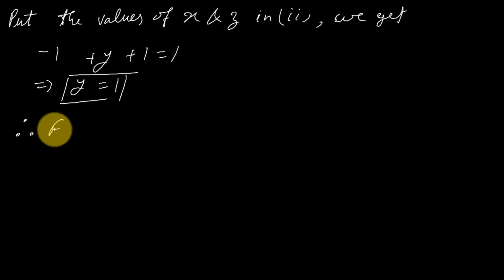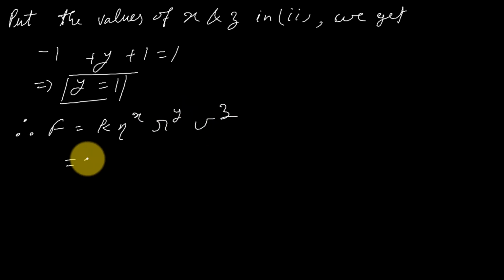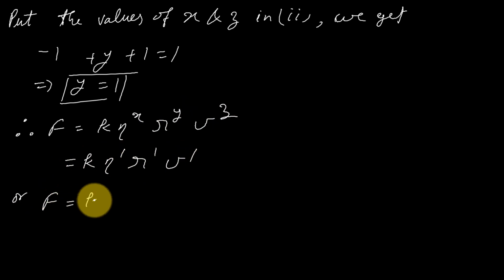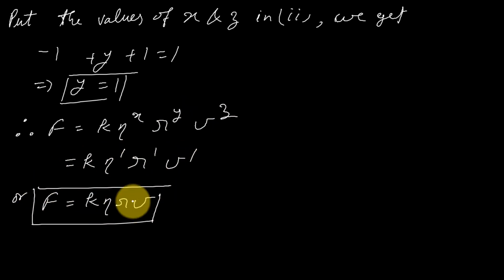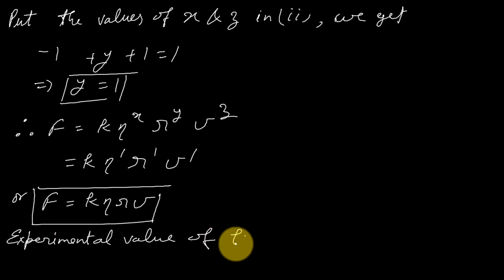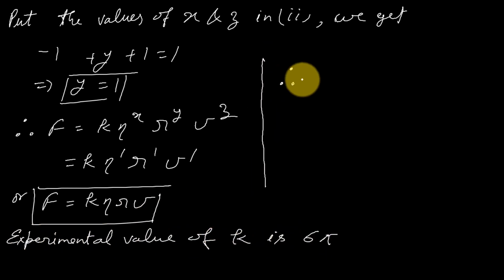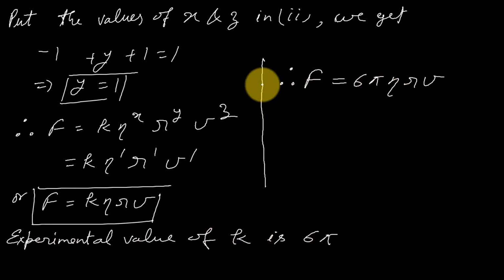Therefore, f is equal to k η^x r^y v^z, which is equal to k η^1 r^1 v^1. That is, f is equal to k η r v. As the experimental value of k is 6π, therefore f will be equal to 6π η r v.